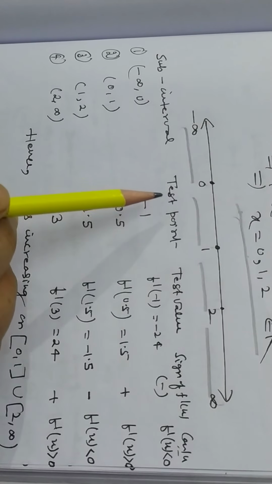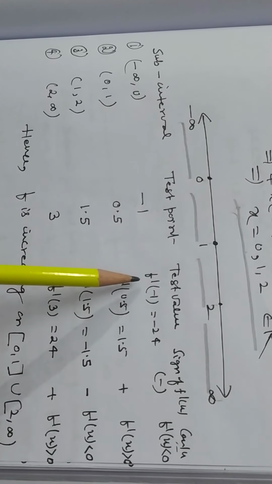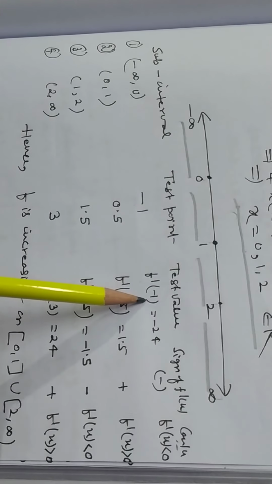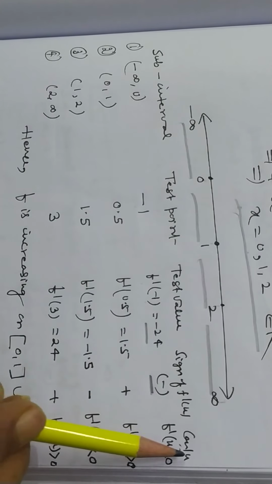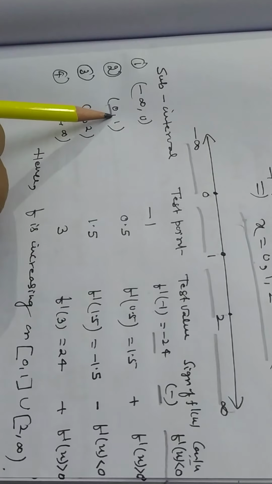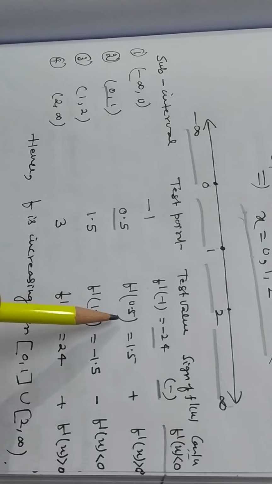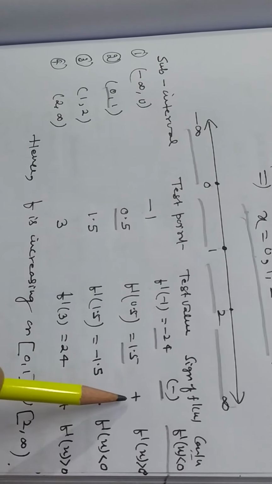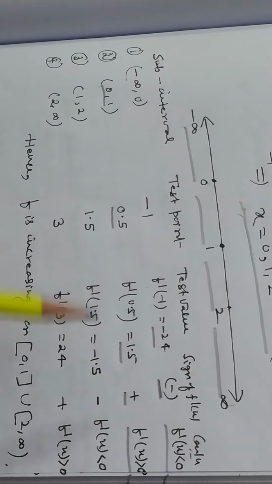For the subinterval minus infinity to 0, take a point between, that is minus 1. Test value of f dash at minus 1 is minus 24. Sign of f dash is negative, and conclusion f dash x less than 0. For 0 to 1, take a point 0.5. f dash 0.5 is equal to 1.5, and it is positive, so f dash x greater than 0.